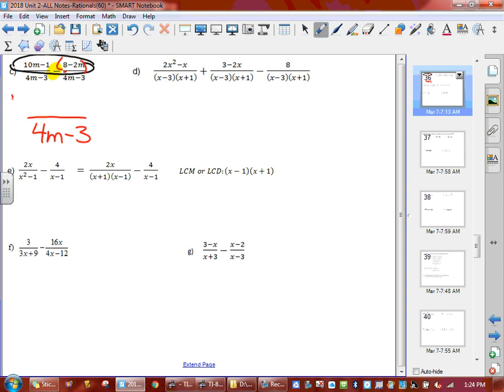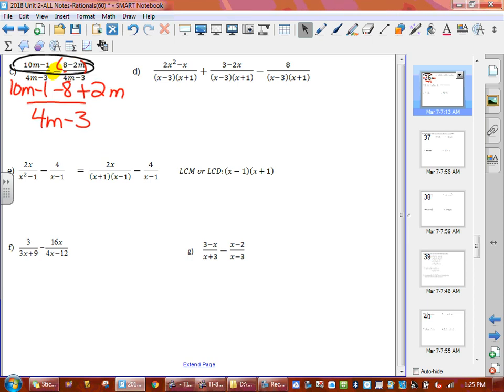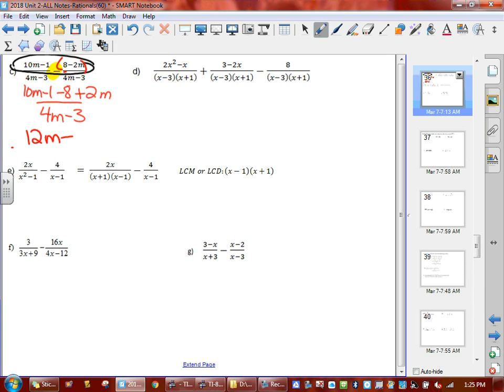So now we're just going to add the tops. 10m minus 1, minus 8, plus 2m's. Okay? Alright, what does that give me? How many m's do I have if I add them up together? 12. So I have 12 m's and how many digits? Minus 9. Good. All on top of 4m minus 3. Now, is there anything I could factor out of the top? 3. We have to GCF at 3 because watch. If I GCF at 3 out, I'm going to get 4m minus 3 just like the bottom.